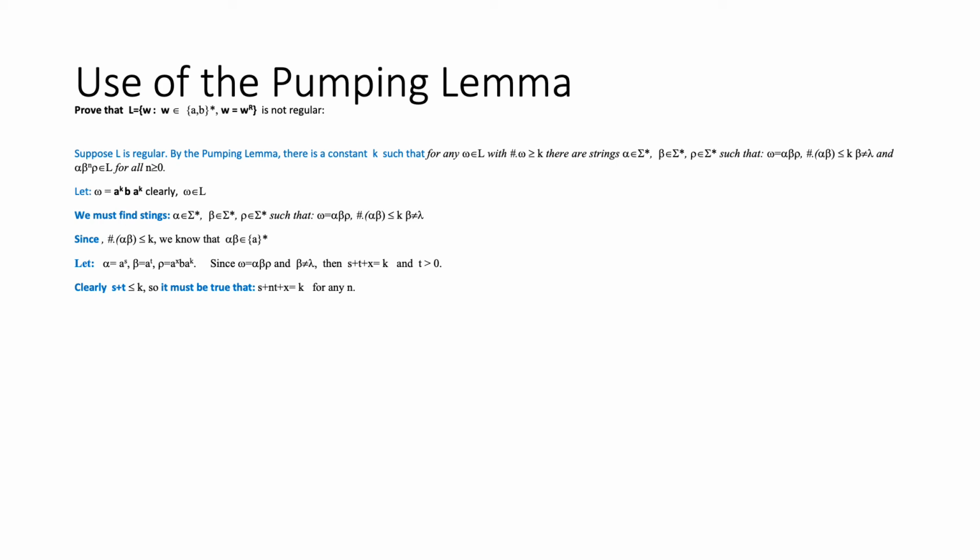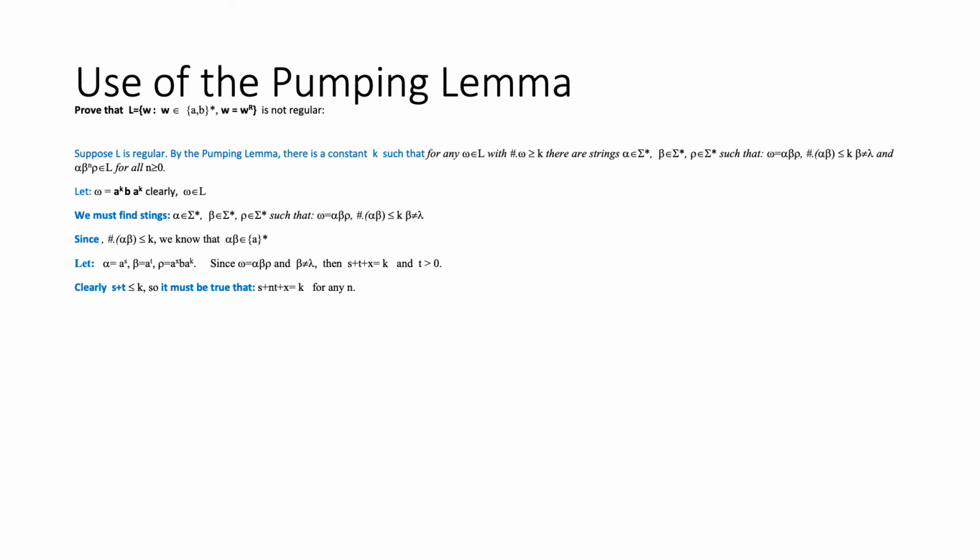That means the language such that the reverse of the string is the same string. So I'm going to assume that it's regular. By the pumping lemma, there's a constant K such that for any omega with length greater than or equal to K, there are strings alpha, beta, and rho such that omega is equal to the concatenation of those 3 strings. Omega is equal to alpha, beta, rho, such that the length of the prefix alpha, beta is less than or equal to K, such that beta is not lambda, and such that I can pump beta, or I can just repeat beta as many times as I want, even 0 times, and the result will be in L.